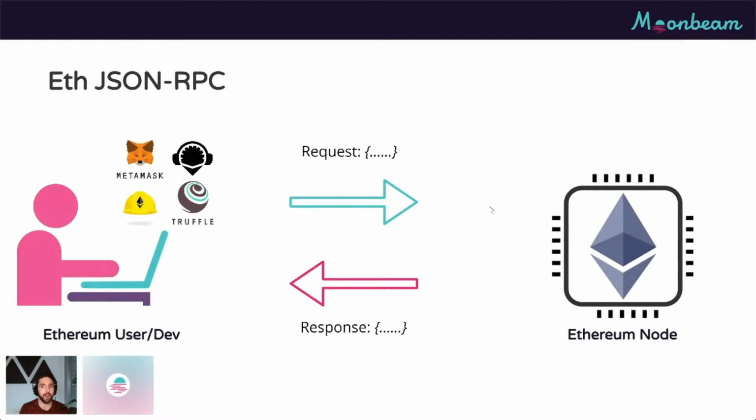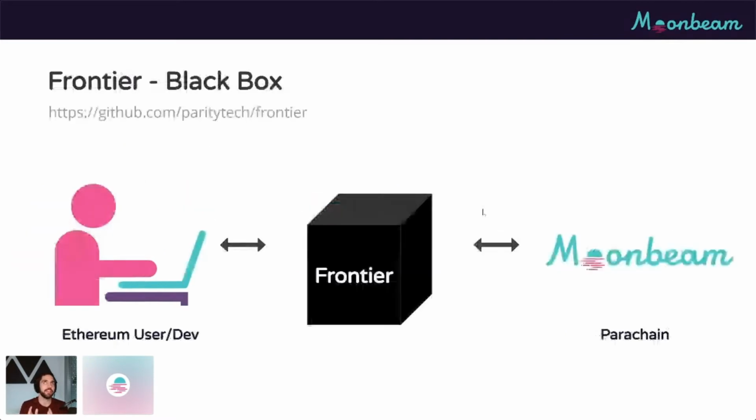So how does this work in Moonbeam? The first definition that we're going to talk about is called Frontier. I really like this definition because I'm not a hugely technical person, and it's quite nice and simple. Frontier is a project by Parity Technologies that we have worked with quite closely. It acts like a middleware between the Ethereum user or developer and the Moonbeam parachain, or the Moonbeam blockchain, right?